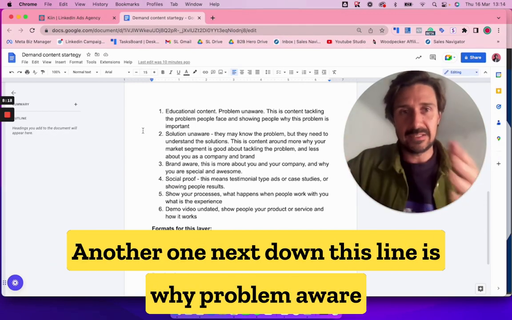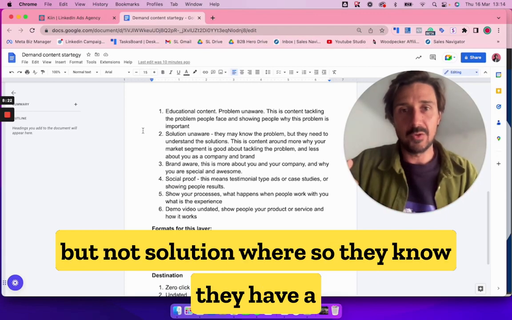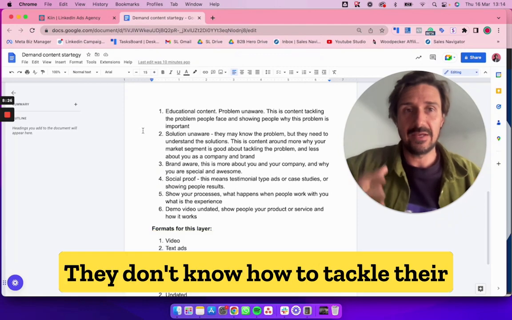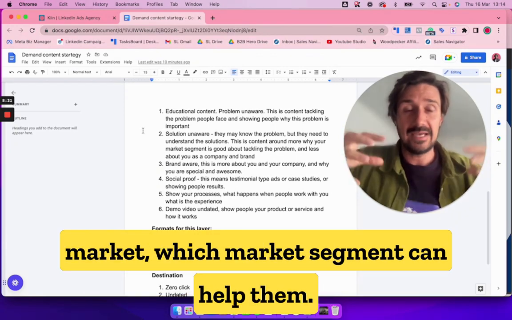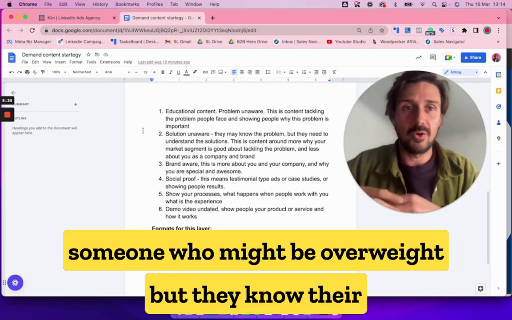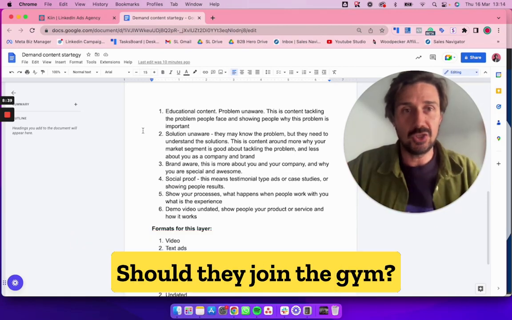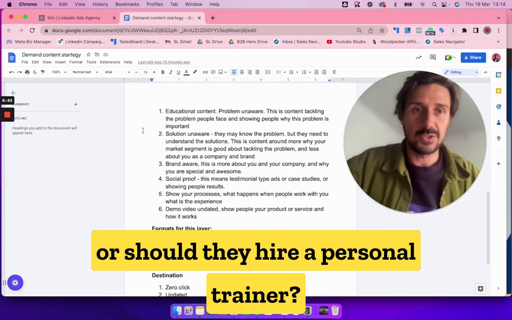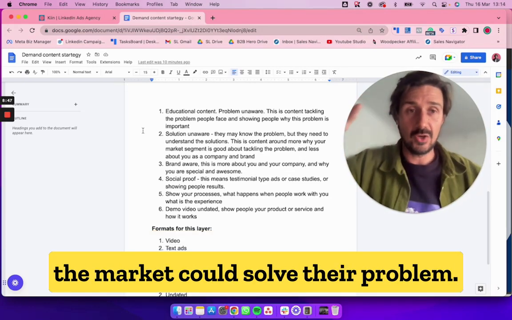Another one next down this line is for people who are problem aware but not solution aware. So they know they have a problem, but they don't know their solution yet. They don't know how to tackle it, or which market segment can help them. I always give the example of someone who might be overweight. They know their problem, but they don't know the solution. Should they join the gym? Should they get some kind of nutritional products, or should they hire a personal trainer? They don't know which segment of the market could solve their problem.